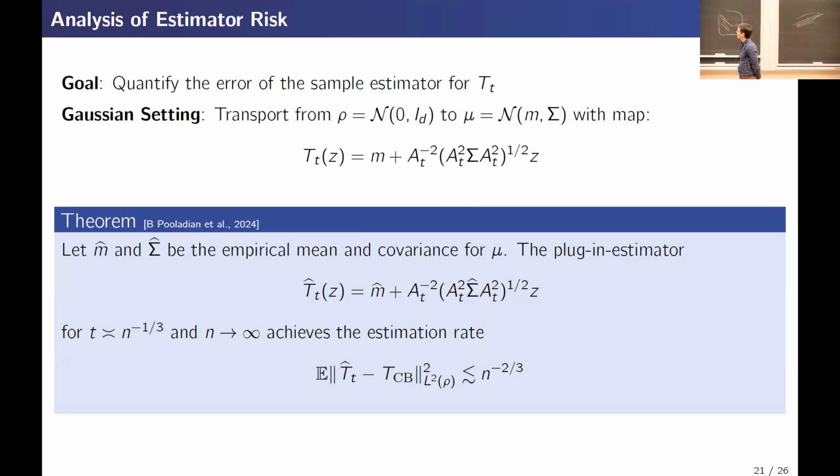Here, I don't have a very satisfying answer for why it's slightly slower. I think it might be just our analysis, but at least I can say confidently that the limiting map would achieve the parametric rate. I can give you the exact details right after the talk.